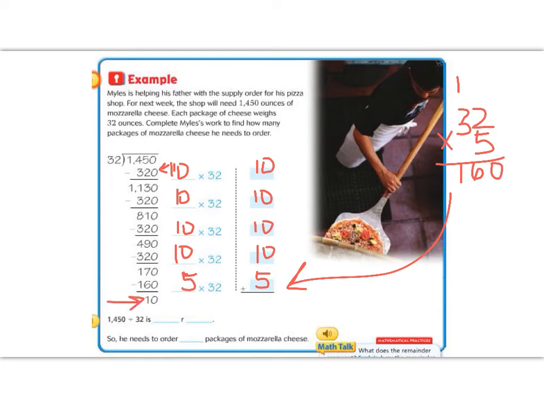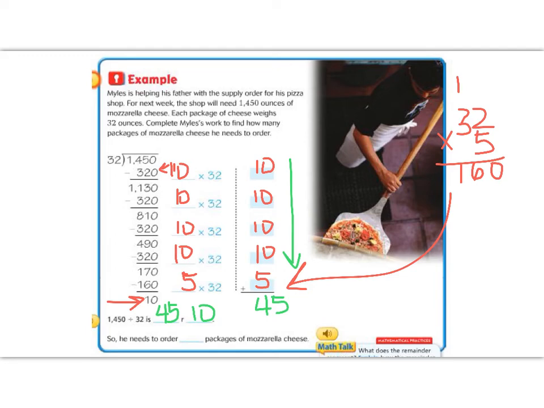So in order to get our quotient, we add everything on the right. So 10 plus 10 plus 10 plus 10 plus 5 gives us 45. And a remainder of 10. That's what's left over. That's how many groups we can't split into. 45, remainder 10.